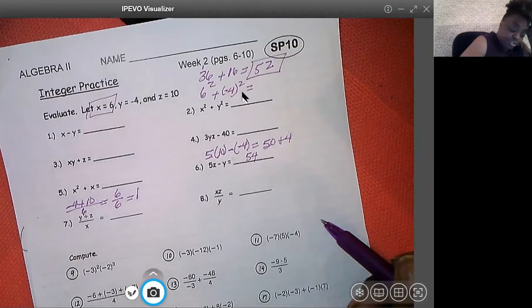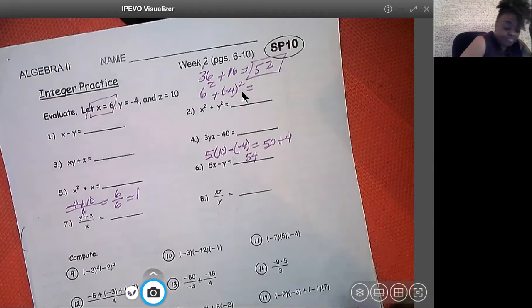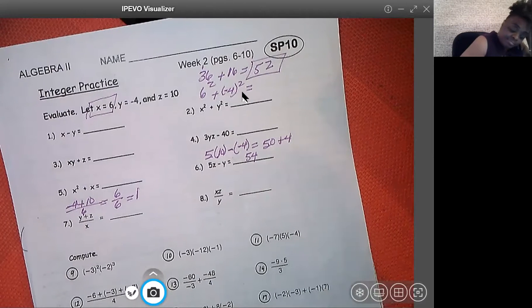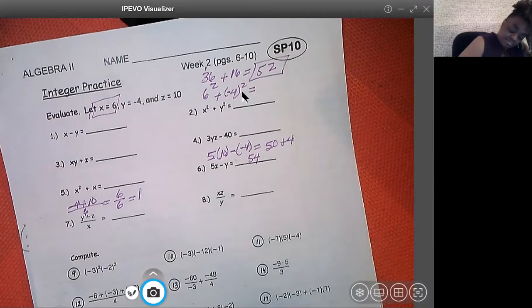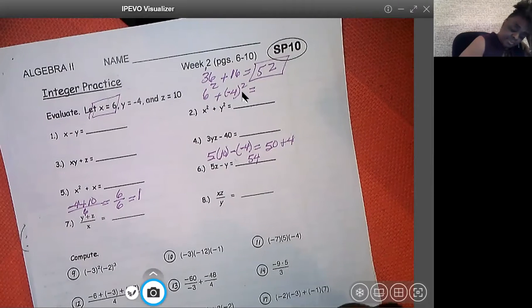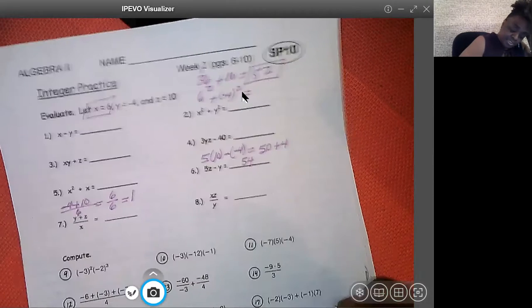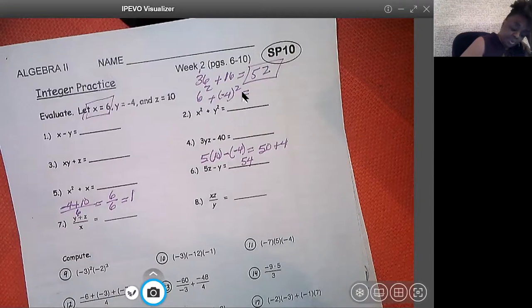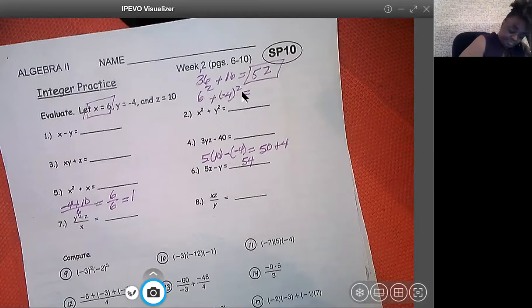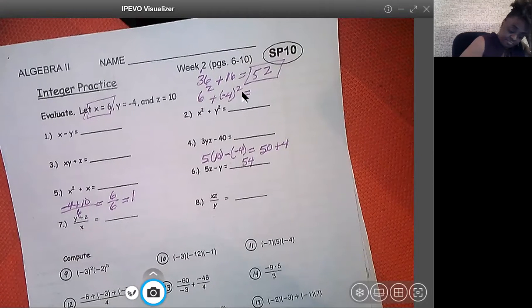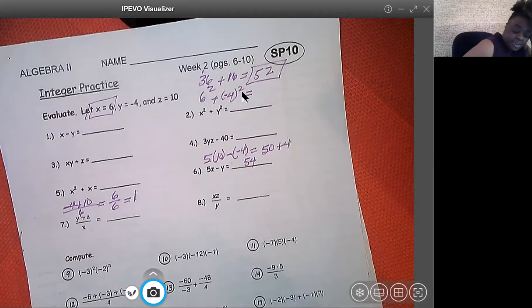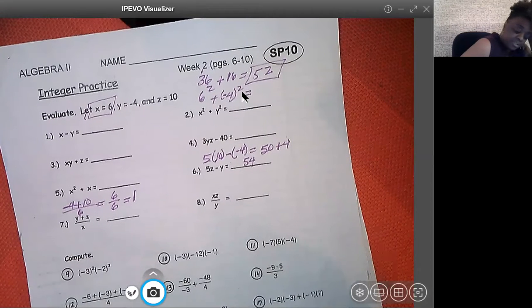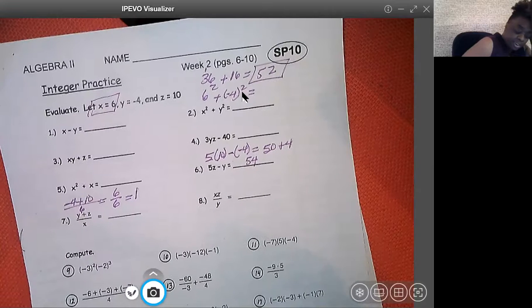That seems to be the most difficult piece here, and your laws of exponents. So negative 4 times negative 4 is positive 16. Positive 16 times 4 gives you 64. So you have a negative times a negative is a positive, and then a positive times a negative gives you negative. So that gives us a total of negative 64.